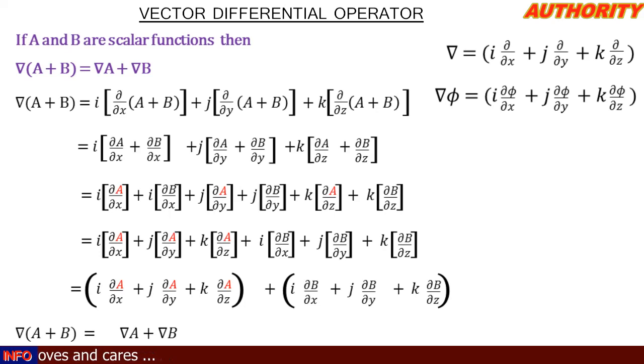You now see that the gradient of A plus B is equal to the gradient of A plus the gradient of B. So this is the proof that we were asked to prove, that the gradient of A plus B is equal to the gradient of A plus the gradient of B. We call this the gradient of the sum of scalar functions or scalar quantities.